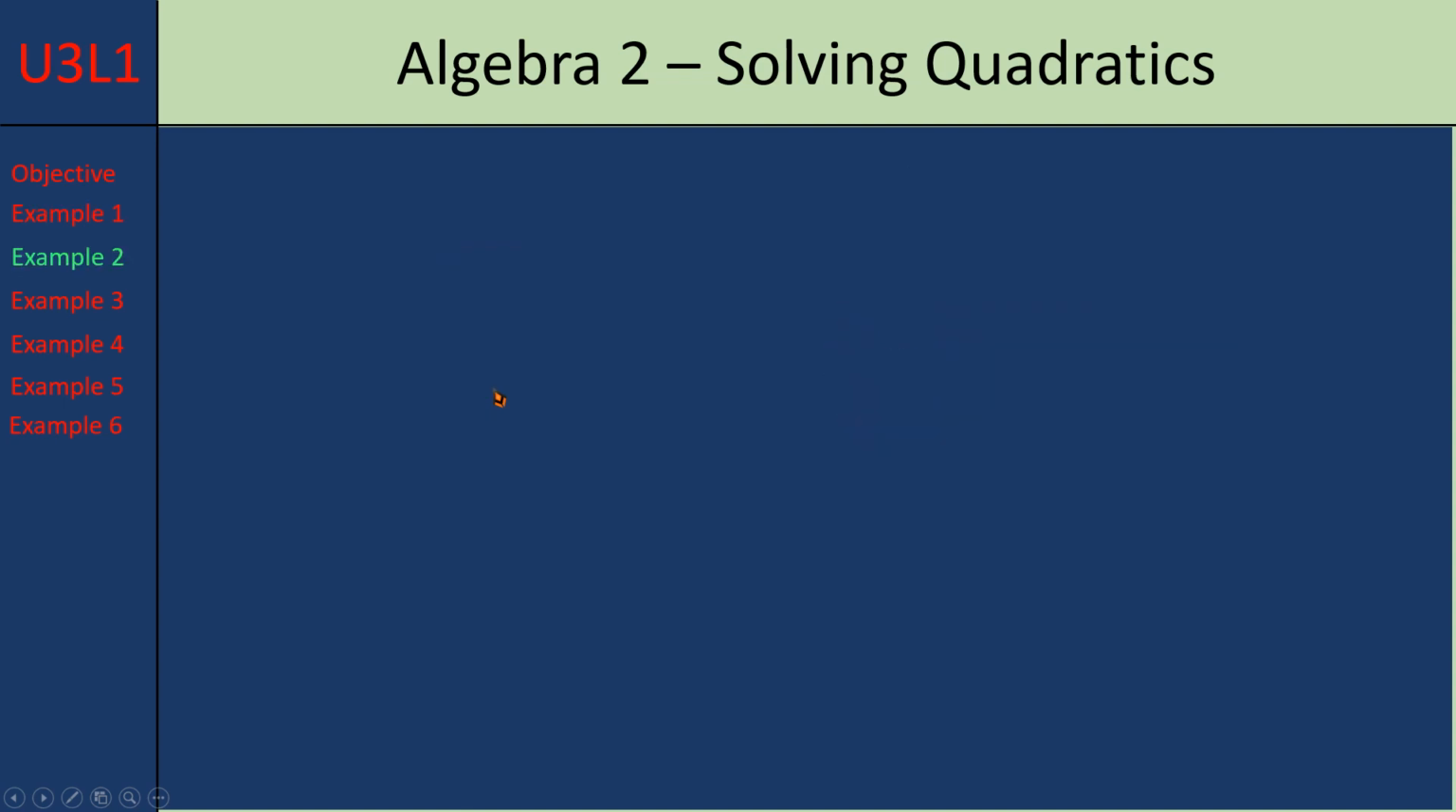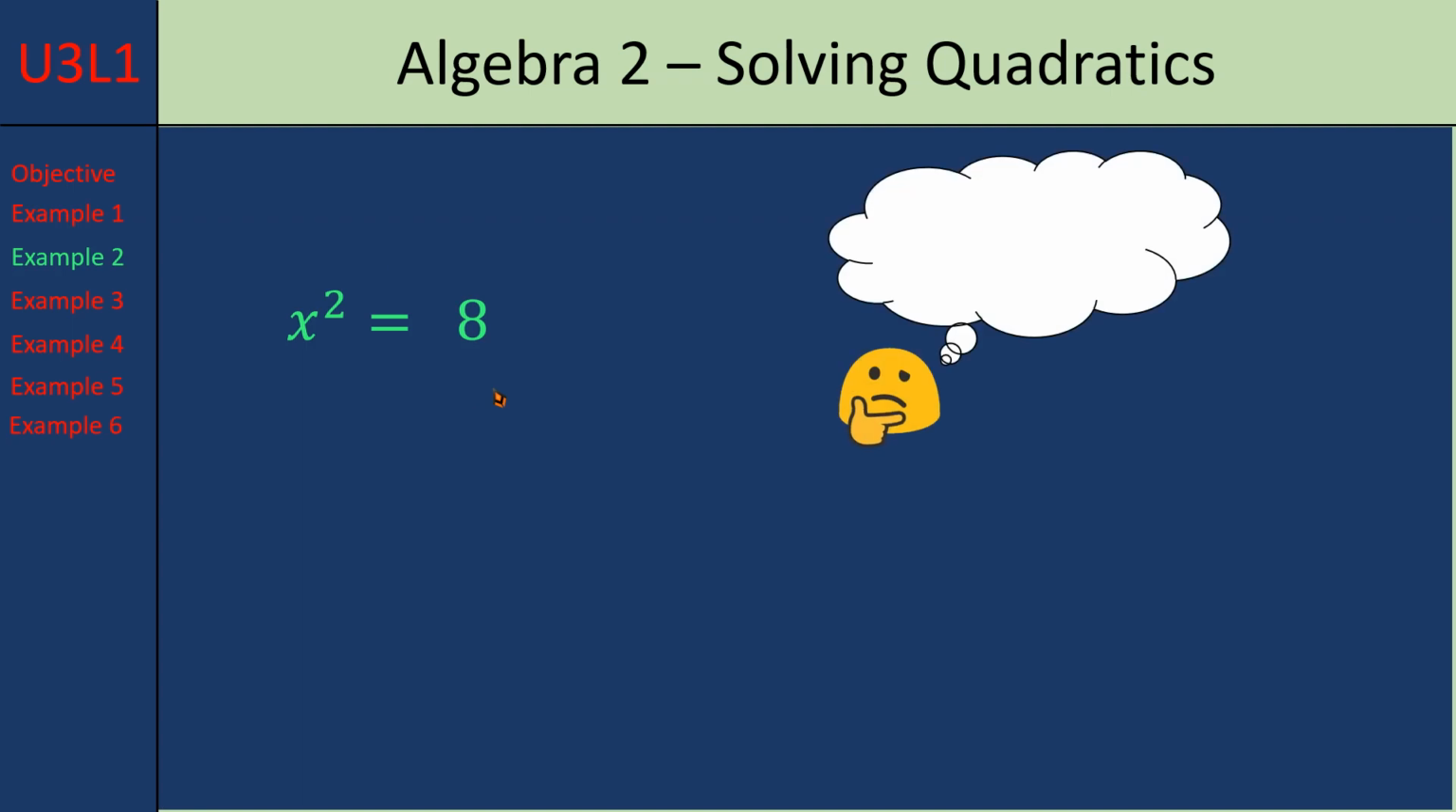Okay, moving on to the second example. I have x squared is equal to 8. Again, you're thinking, what number multiplied by itself equals 8? That is going to be a little bit harder, because there really isn't a number. 2 times 2 is 4. 3 times 3 is 9. How do you get 8? It's somewhere between 2 and 3, 2 point something. And we don't really want to deal with decimals because it's never exact.